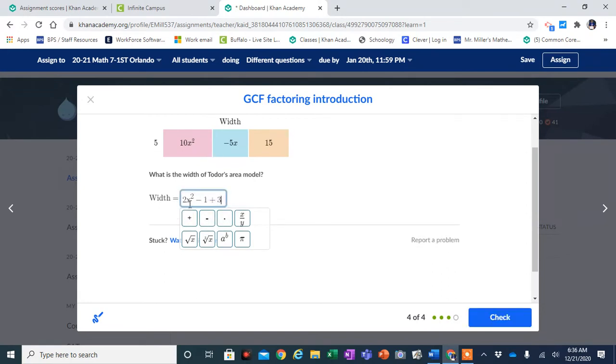So 5 times 2x squared is 10x squared. 5 times -1. I would have gotten this wrong because I would then need also an x here. That's why you double check. And then 5 times 3 is 15. So we needed -1x to get -5x. Always check your work.